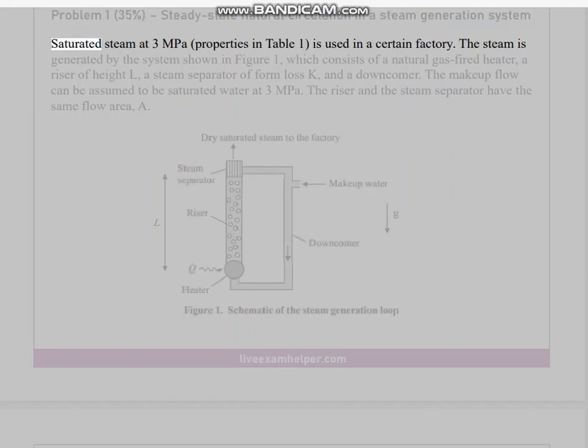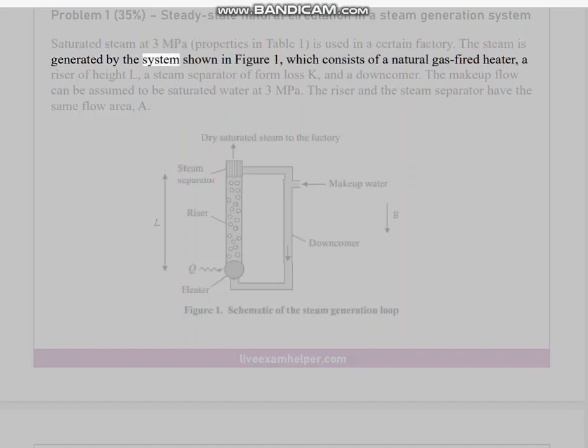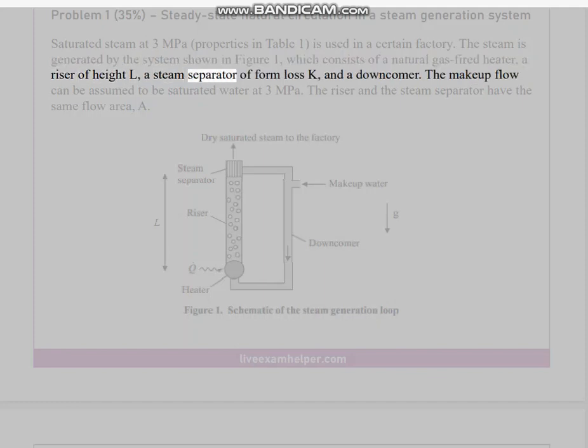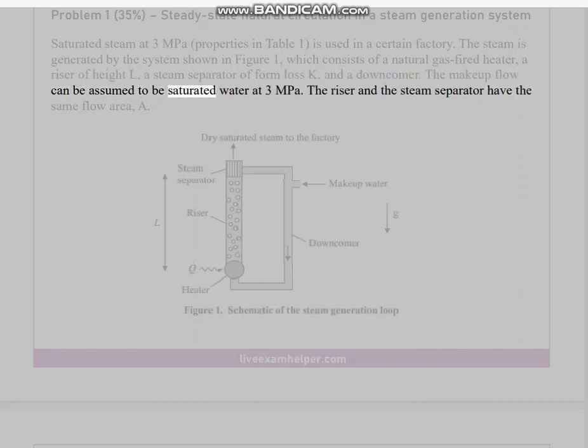Problem 1, 35%: steady-state natural circulation in a steam generation system. Saturated steam at 3 MPa, properties in Table 1, is used in a certain factory. The steam is generated by the system shown in Figure 1, which consists of a natural gas-fired heater, a riser of height L, a steam separator of form loss K, and a downcomer. The makeup flow can be assumed to be saturated water at 3 MPa. The riser and the steam separator have the same flow area, A.